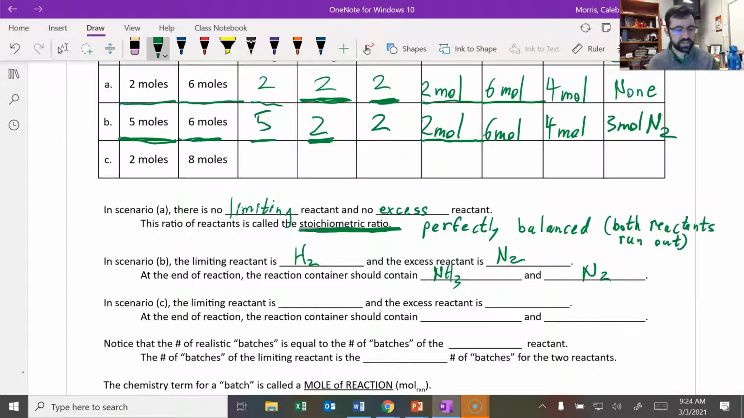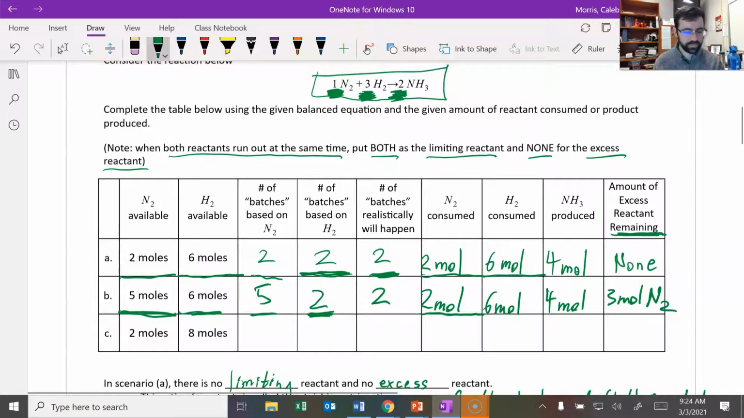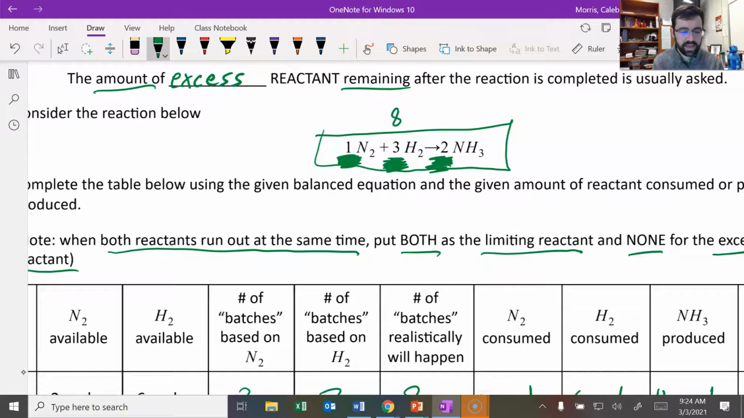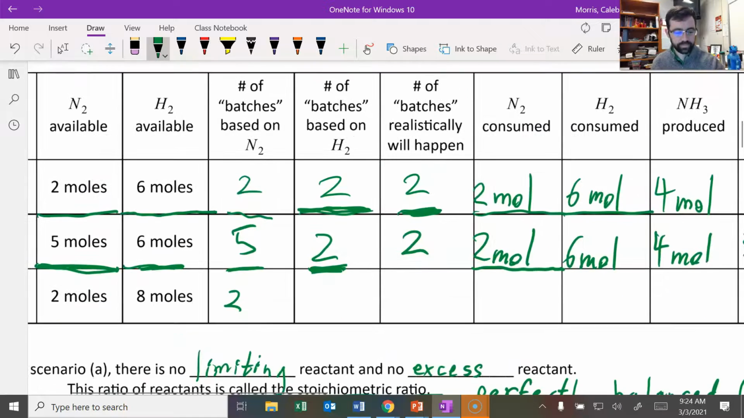Look at scenario C, 2 moles and 8 moles. So 2 moles of N2, that gives us 2 batches. 8 moles of H2, we're going to have to do a little bit of math here, because 3 doesn't go into 8 a nice number of times. So I'm just going to divide it. 8 divided by 3, that tells me I can make 2.67 batches. Okay, what number of batches would realistically happen? It's the smaller of the 2 numbers, so that would be 2.